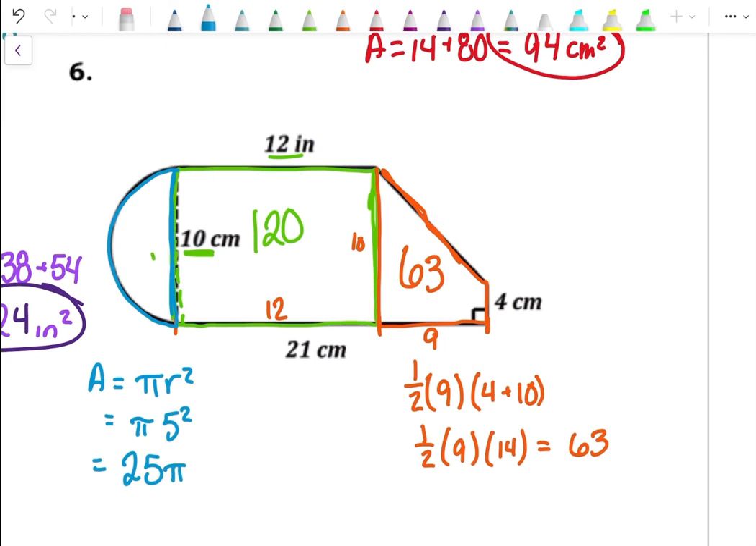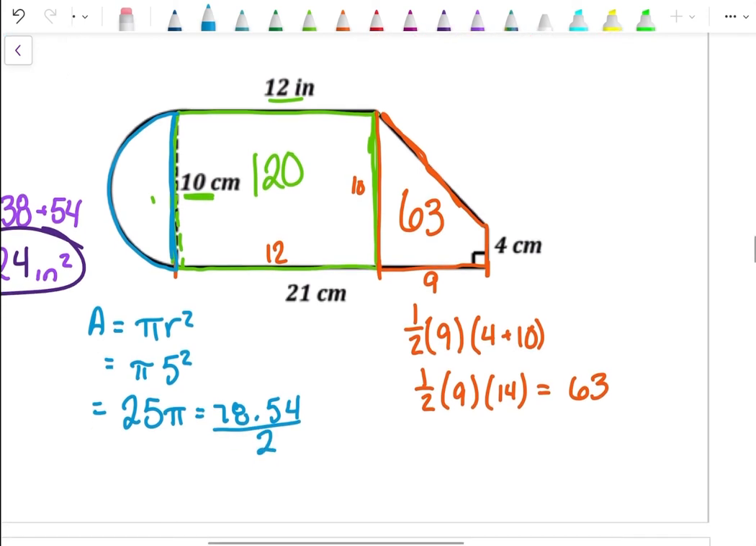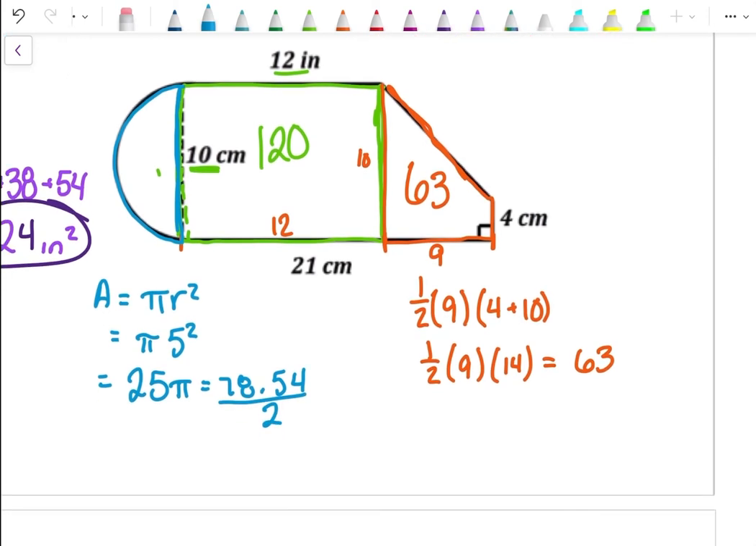Now again, I'm going to put this in decimal form because we first off got to do a little bit more work with it. But also, I only want half of that. So I'm going to do 25 pi. That comes out to 78.54. But again, I only want half of that, so I'm going to divide that by 2 because I only have half of a circle there. So if I divide that by 2, I get 39.27. So this is 39.27.